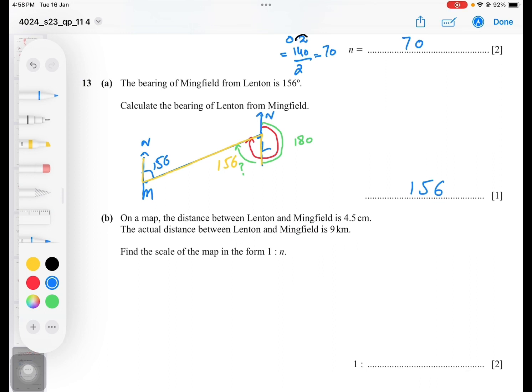So on the map, this is 4.5 and actual distance is 9 kilometer. You can also write it like that, centimeter and kilometer. So we need to convert 4.5 into 1.